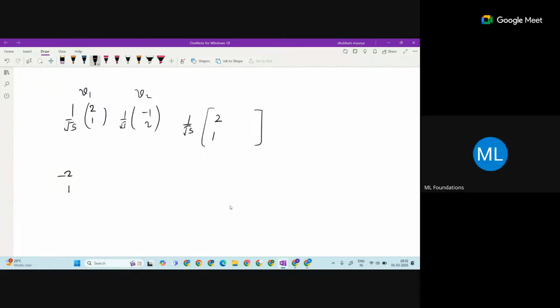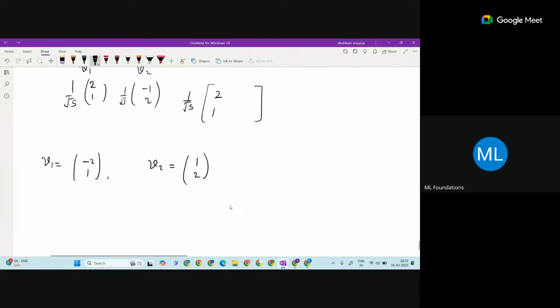-2 and 1, and 1 and 2. But what was the eigenvector? What are the eigenvectors all of you got? V1 is -2, 1, and the second one is 1 and 2. Okay, this is the eigenvector. This one I wrongly wrote.